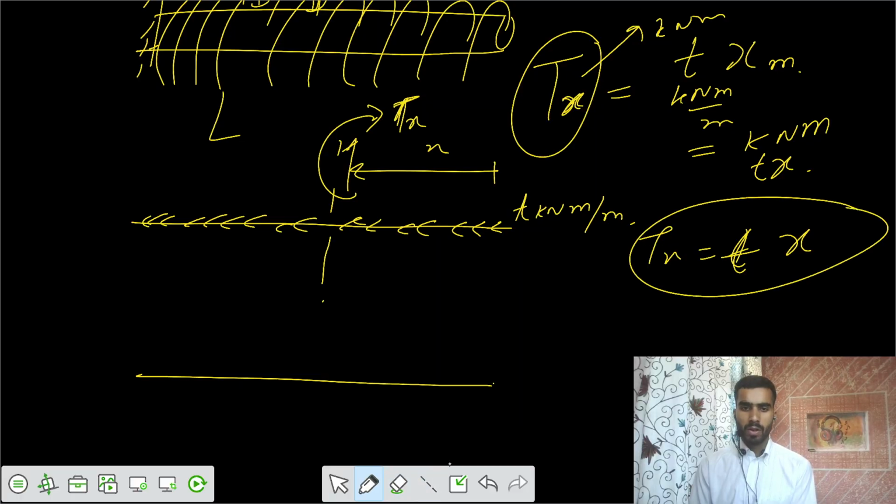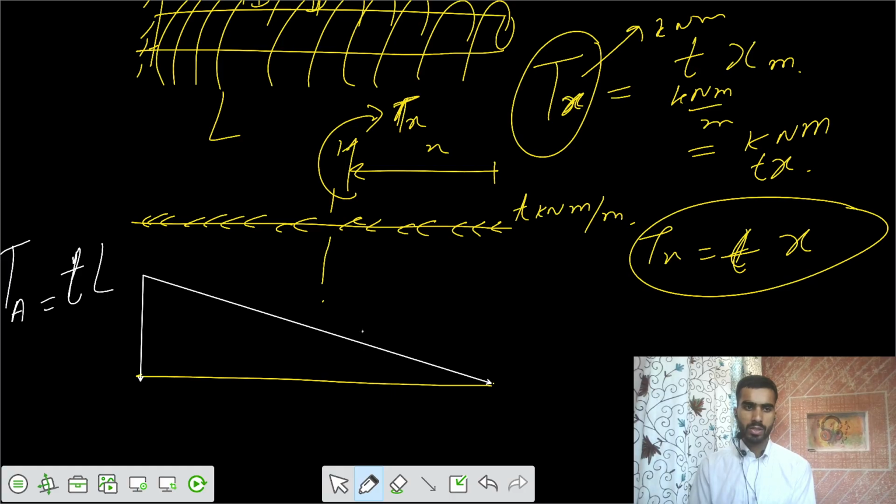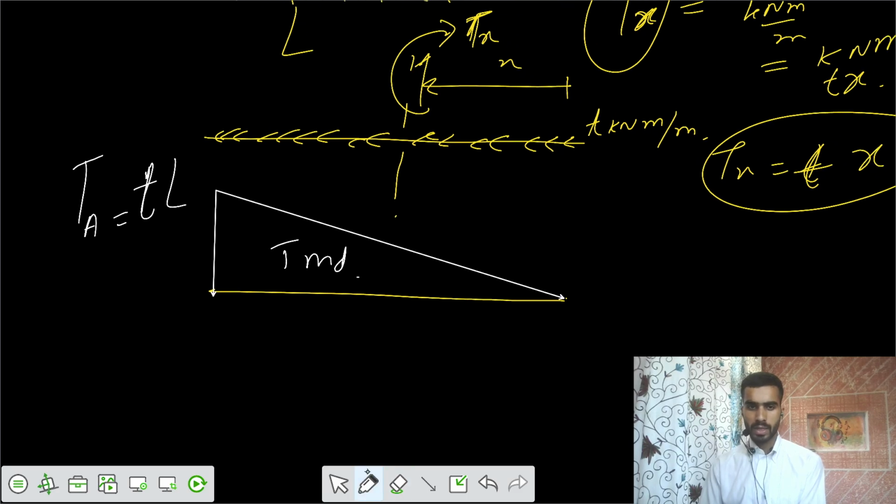So what should be the value of maximum torque? That would be at the cantilever side, the fixed side. The maximum torque that can develop equals small t into L, that is, the capital torque T at the support A is t into L. So this is the TMD. At any x we have t into x, a linear variation.